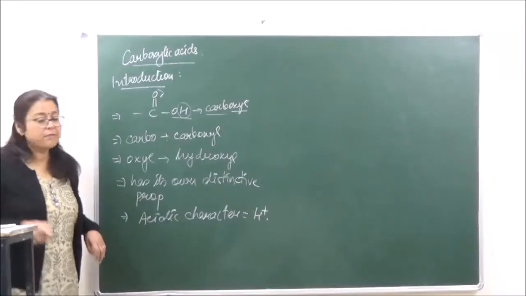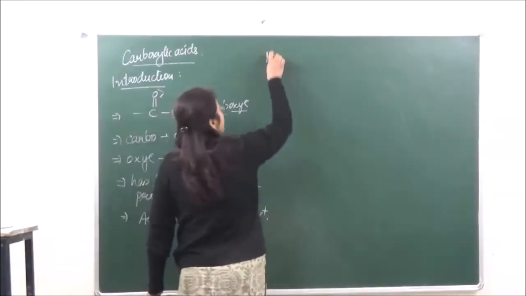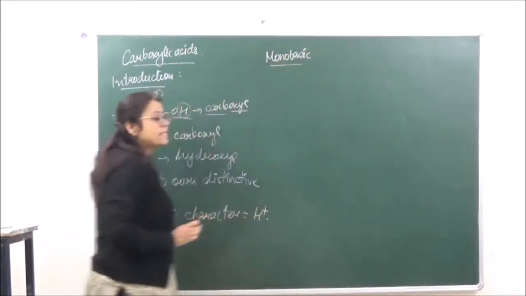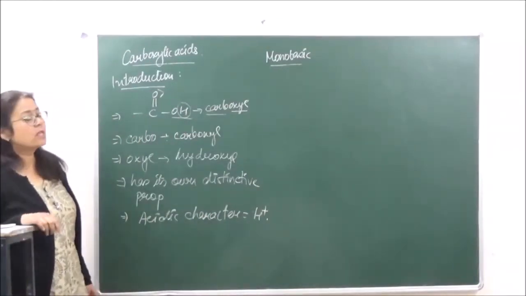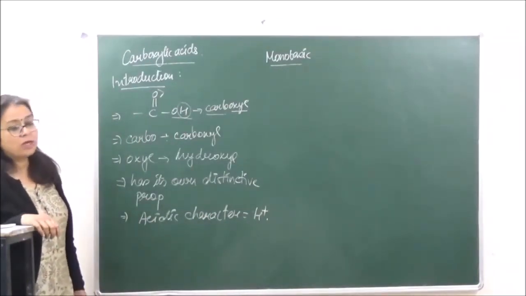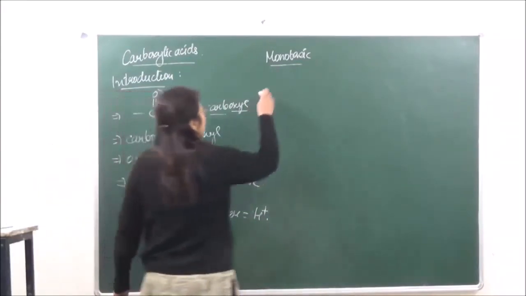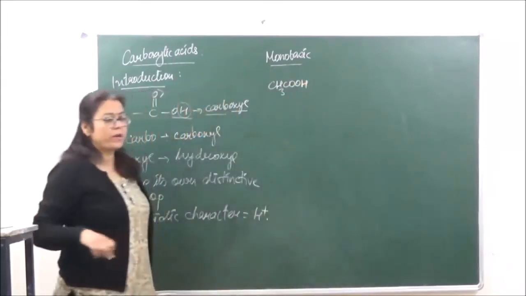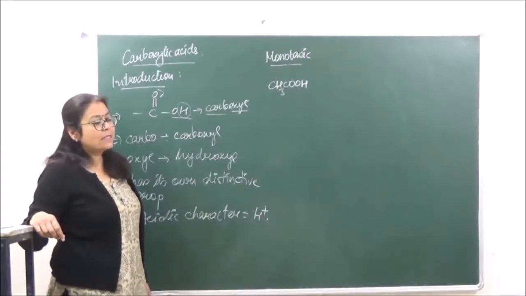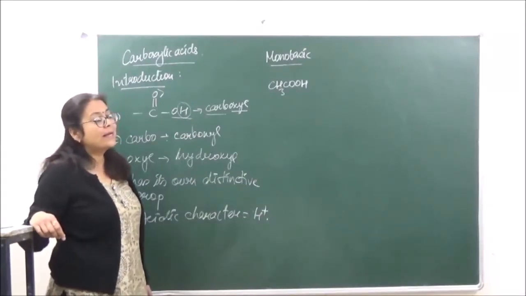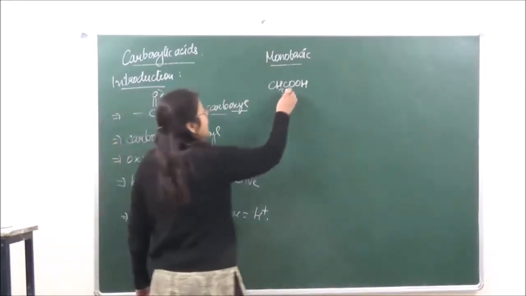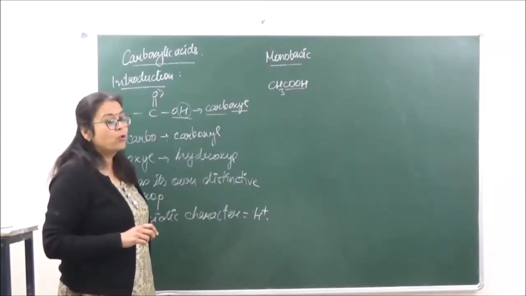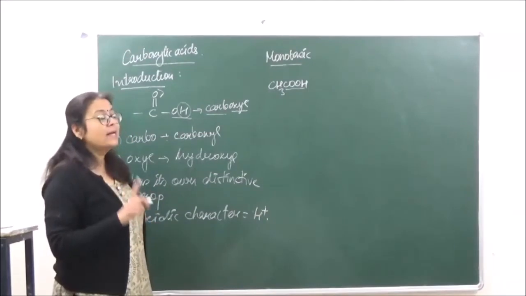Now, when we talk of the classification of carboxylic acids, they are classified into monobasic acids. Monobasic acids are those carboxylic acids which are able to displace only one hydrogen atom, and we have monocarboxylic acids such as CH3COOH. A monocarboxylic acid has only one carboxyl group, COOH. Such acids are known as monocarboxylic or monobasic acids, which can release only one hydrogen atom.